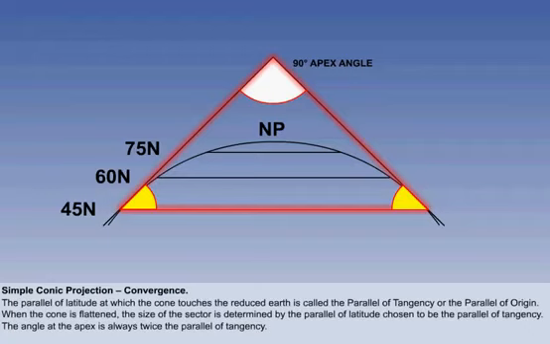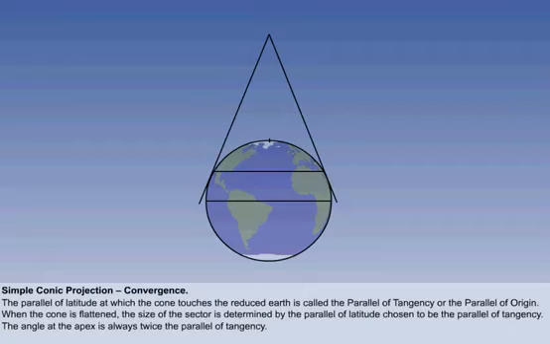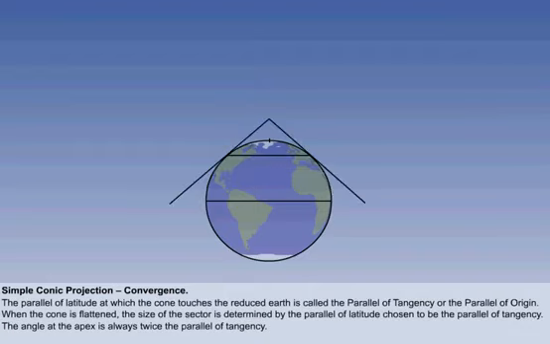In fact, there is a general rule. The angle at the apex is always twice the parallel of tangency. If we chose a parallel of tangency of 30 degrees, the apex angle would be 60. If we chose a parallel of tangency of 60 degrees, the apex angle would be 120. And the ultimate case is at the pole, where the parallel of tangency is 90. The result is an angle of 180 degrees, in other words, a flat sheet. We shall meet this again in the polar stereographic projection.